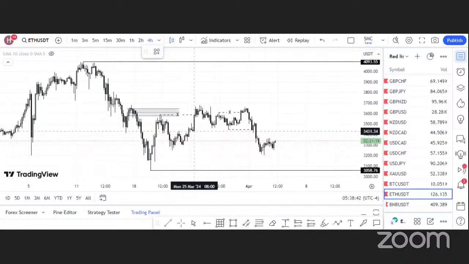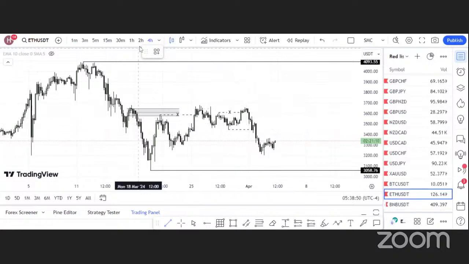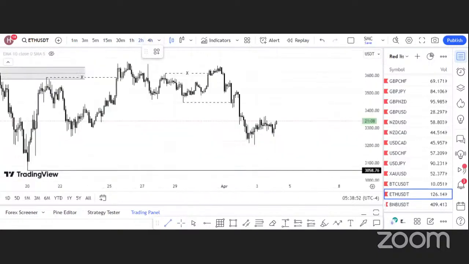And then right now we have this. Okay, change of character. So what I'm expecting the market to do here is, okay, let's go down to the lower time frame. What I'm expecting the market to do here is very simple. I'll just look for the internal break of structures.